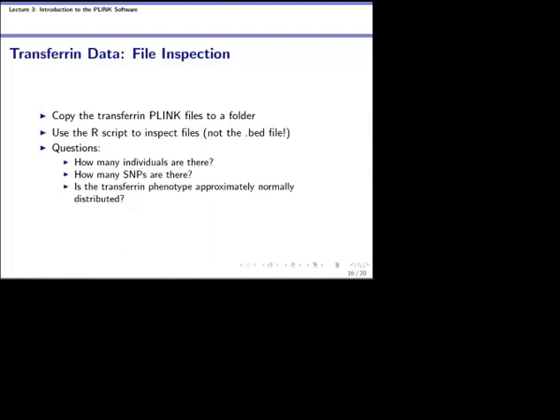So the first thing is to copy or download the PLINK files from the memory sticks. We're going to first use the R script to inspect the files, but don't read in the .bed file. We're just going to read in the .bim file and the .fam file. So certain questions you can look at or answer: how many individuals are in there, how many SNPs are there, is the transferrin phenotype approximately normally distributed. So we can look at that.